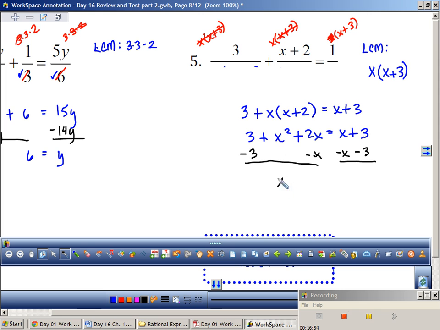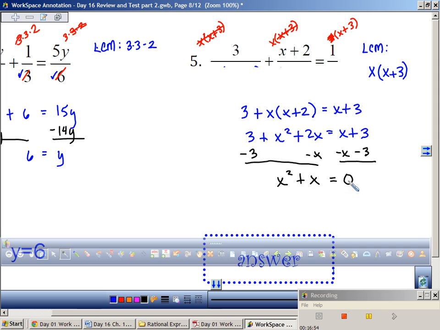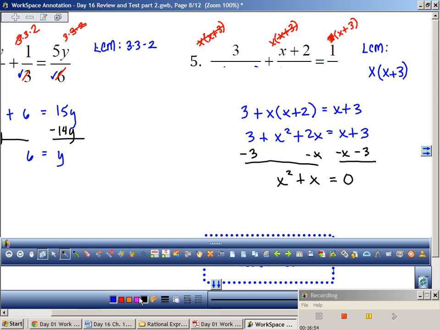X squared plus x equals 0. If it's not a trinomial, I can't use an x box, right? So what is the other method we use? Don't need a box. What's our absolute number one thing that we do before we factor? Greatest common factor. Does this have a greatest common factor? X.